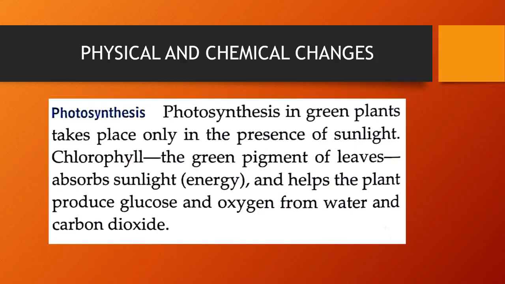Photosynthesis in the green plant takes place only in the presence of sunlight. Chlorophyll is the required green pigment of the leaves that functions for the absorption of sunlight energy and helps the plant to produce glucose and oxygen from water and carbon dioxide. Hope my presentation is clear to you and it will clear all your doubts.